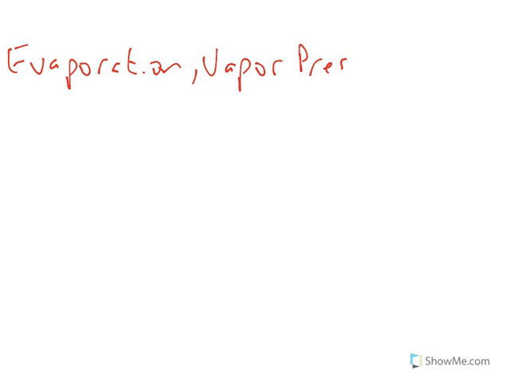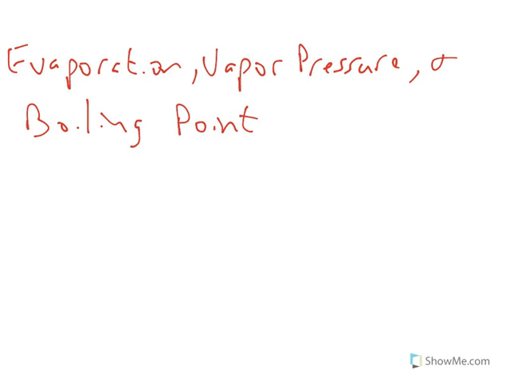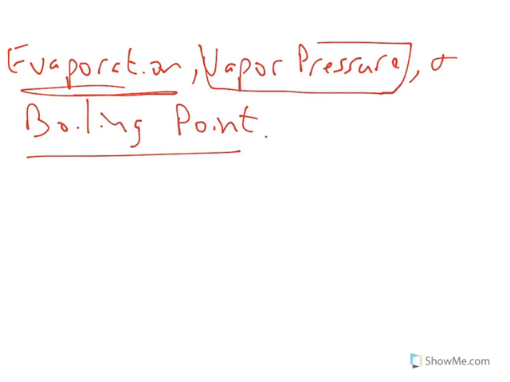All right, so what we're going to be moving on to next is our discussion of evaporation, vapor pressure, and boiling point. Okay, so first thing, we know what evaporation is. We just talked about it. That's going from a liquid to a gas. Boiling point is the temperature where that happens, but vapor pressure is a new word for us, or one that may not be as familiar as the other two.